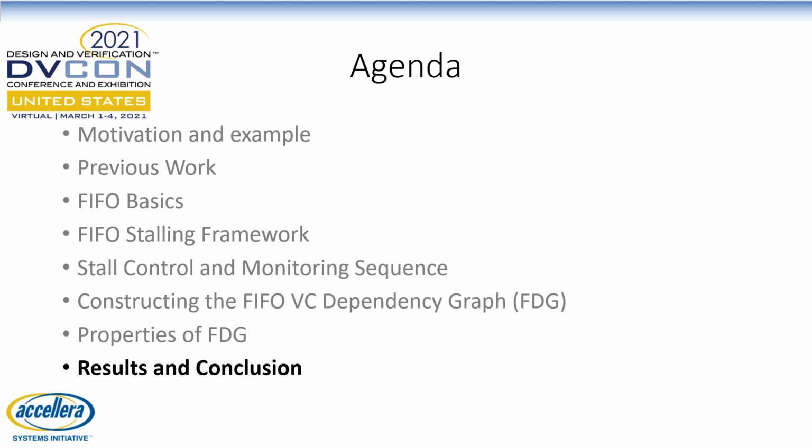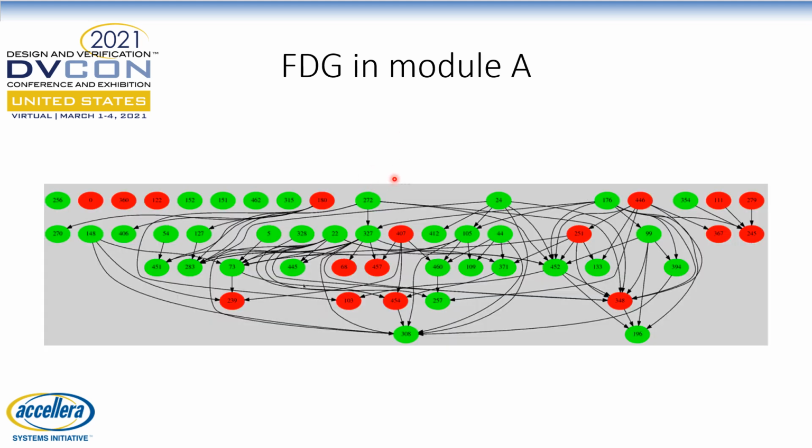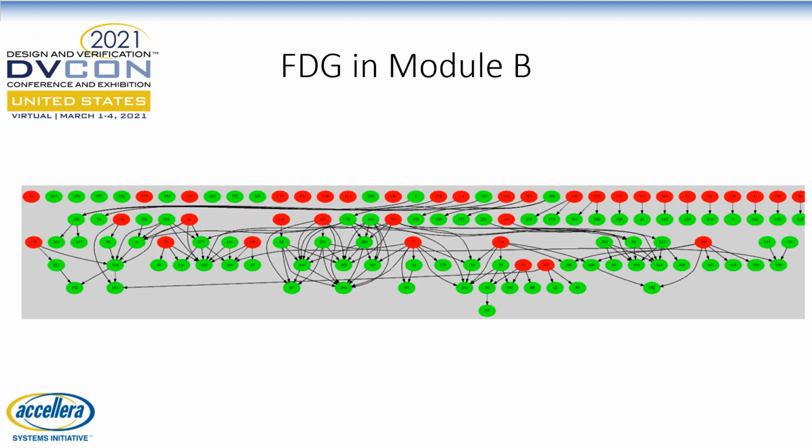Moving on to the results section. This picture shows the FIFO VC dependency graph for a particular module, where the red vertices are valid-ready FIFOs and the green ones are valid-credit FIFOs. This shows the same diagram for another module. Some of these FIFOs have no edges attached to them, and those are the edges which cross the module boundary, which we're not showing in this picture. So this is just a portion of the entire FDG in a specific module.